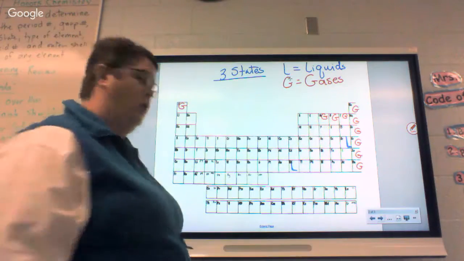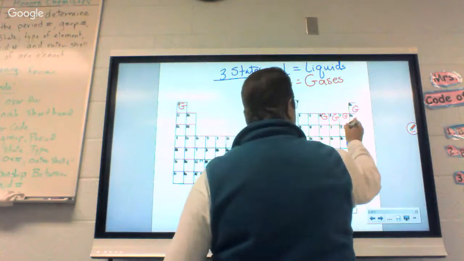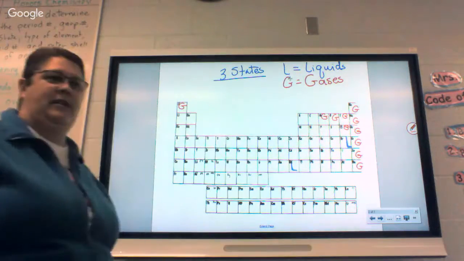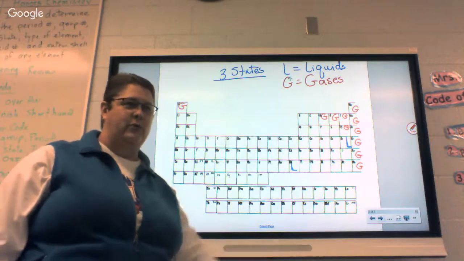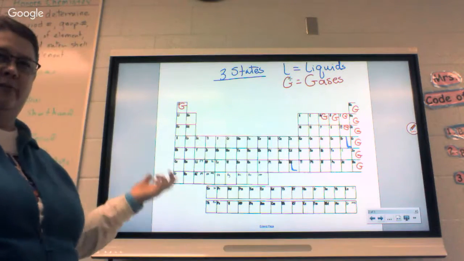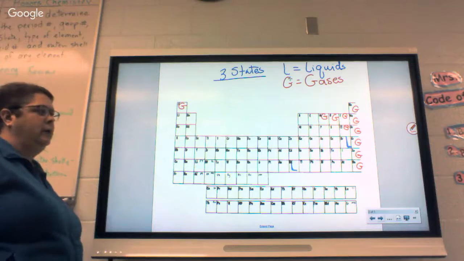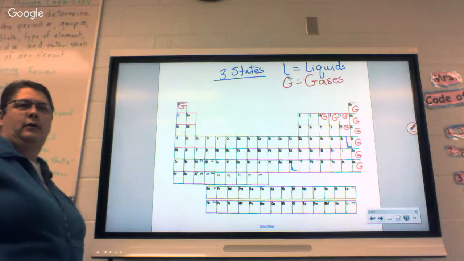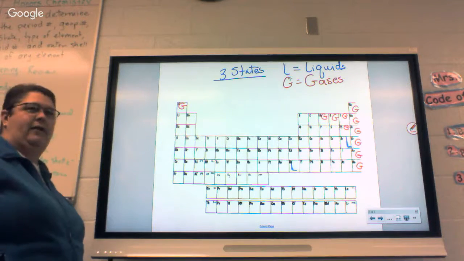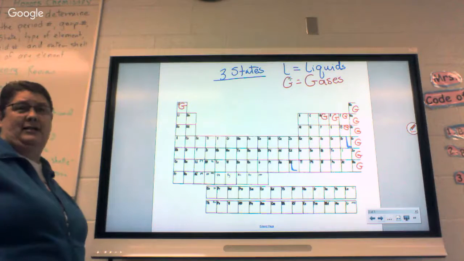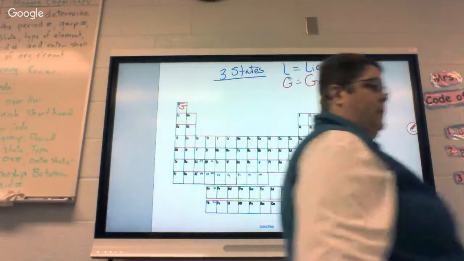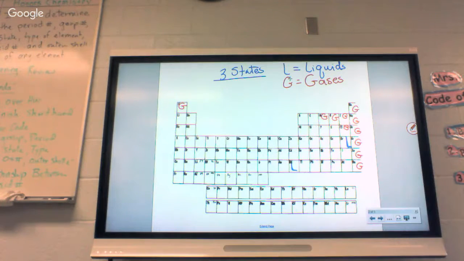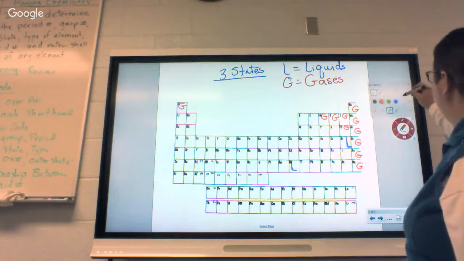Chlorine is a yellow gas in its natural state. When we make it a compound, like in pools, it changes from its natural state into a solid. I'd have to look up what they used back then for yellow, but it probably has a chlorine compound. All right, those are gases. And everything else is solid.